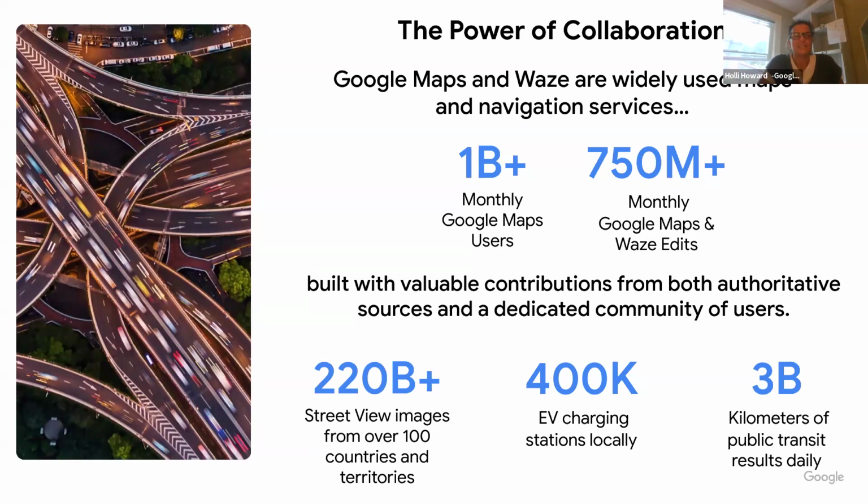There's many different data sets that we take in: Street View, EV charging stations, 3 billion kilometers of public transit data. And so much of this comes from our partners. So we'll talk a little bit more about how that happens.